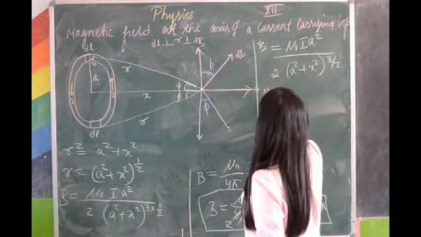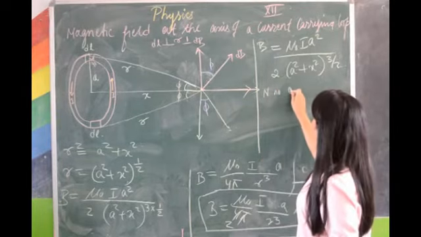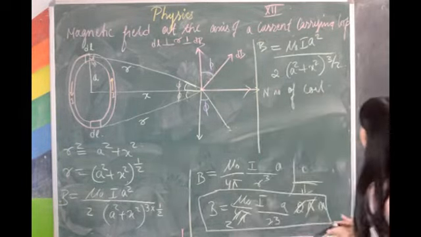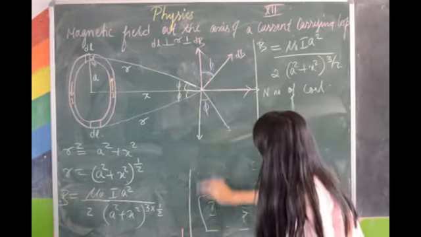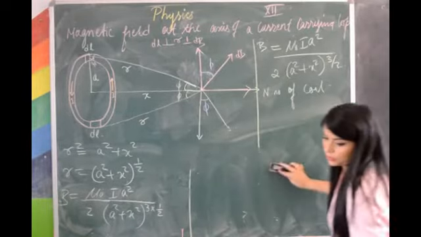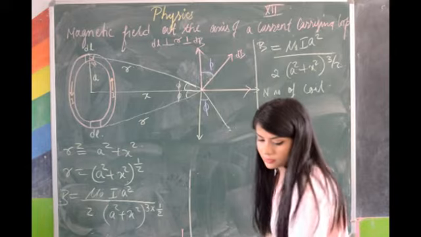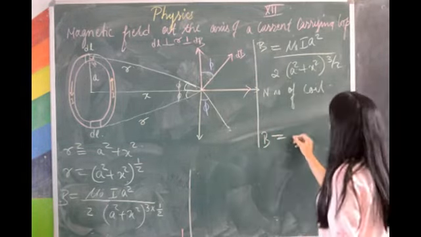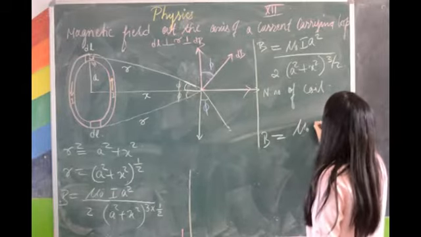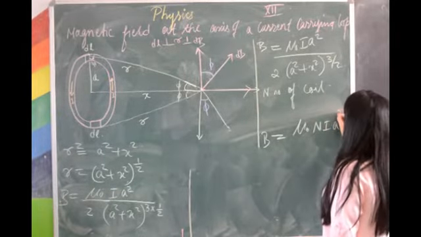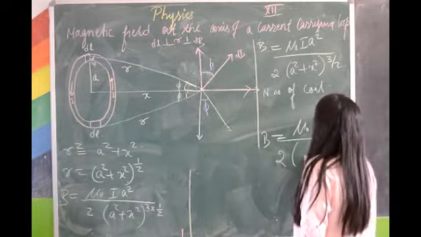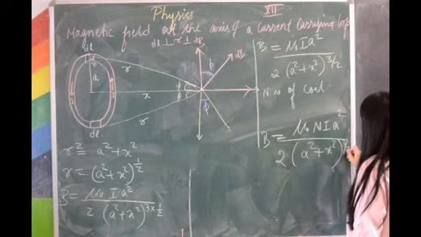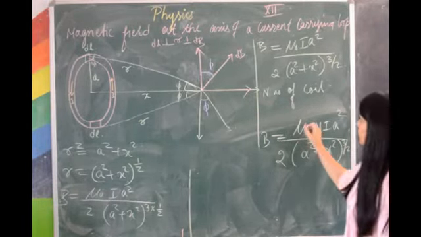Suppose there are n number of coils. If there are n number of coils, we multiply this equation by n, that is the number of coils. So your B becomes mu naught n I A square divided by 2 into A square plus X square to the power 3 by 2. This is the equation for n number of coils.